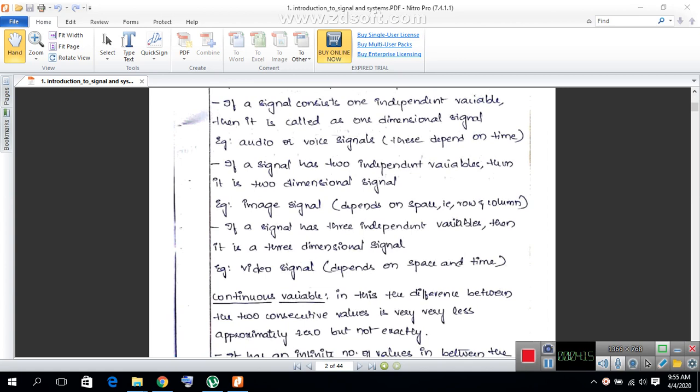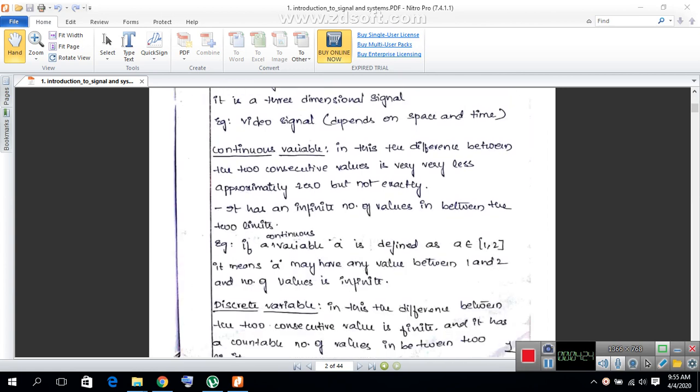Now we come to the types of signals. Variables can be of two types, either continuous or discrete.